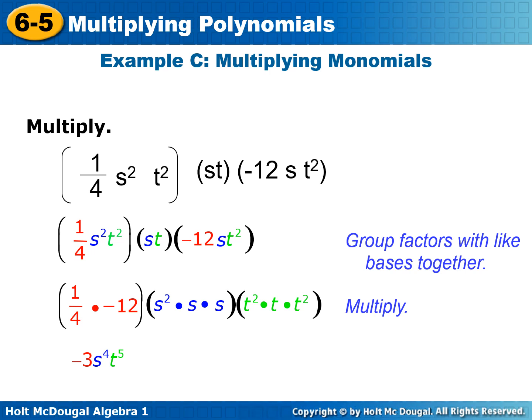So if we're going to simplify the given, which is the quantity of 1/4 s squared t squared times the quantity of st times the quantity of -12 st squared, we have here the product -3s to the power of 4 t to the power of 5.